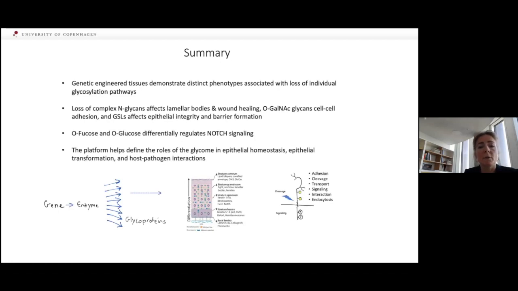And O-fucose and O-glucose differentially regulate Notch signaling. So we hope this platform will help define the glycome in epithelial homeostasis, transformation, and host-pathogen interaction. Thank you very much.